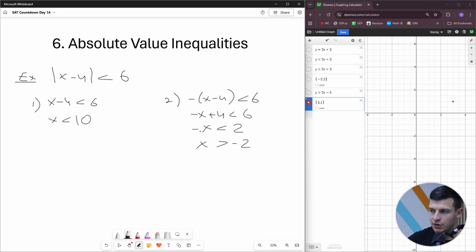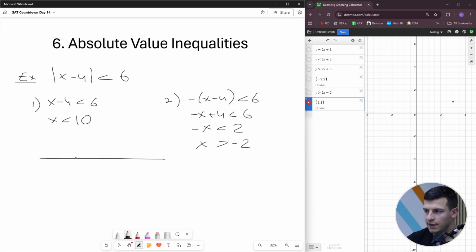Why did the sign change? Because I multiplied by a negative value. Remember, at the beginning I said you have to be very careful when you're dividing and multiplying by a negative value when it comes to inequalities, because that can make or break your answer. So what do we have here?